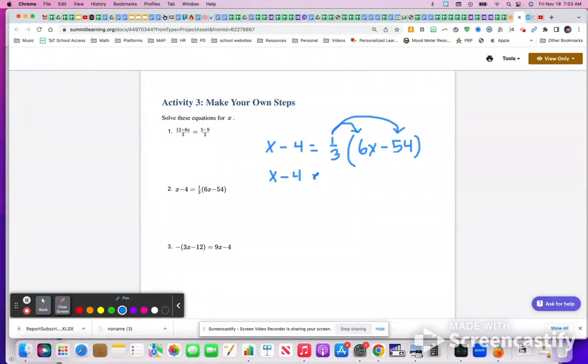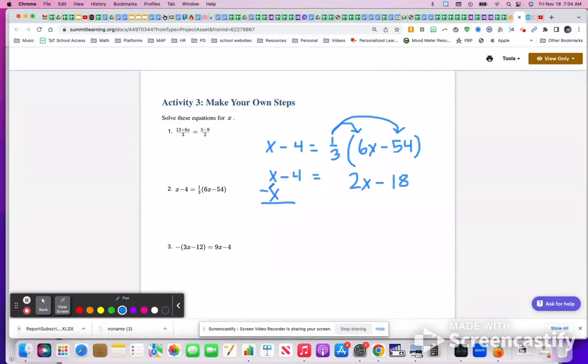And 6 divided by 3 is just 2x. And negative 54 divided by 3 is 18, I believe. Negative 18. 3 goes into 5 one time with 2 left over. Yeah, negative 18. So now I have x minus 4 equals 2x minus 18. So I think what I'm going to do is I am going to first subtract an x from this side so that all I have is a negative 4 over here.